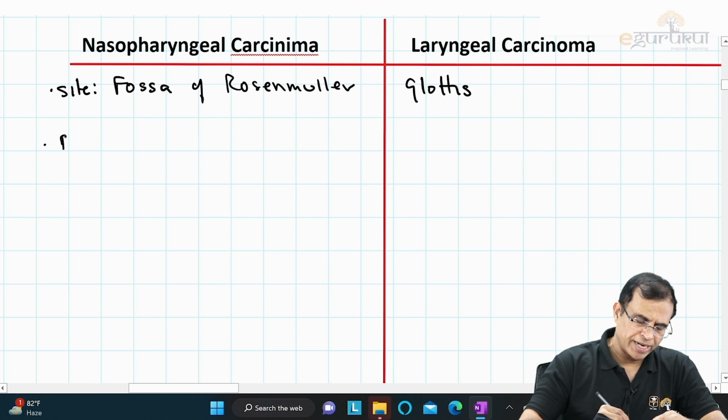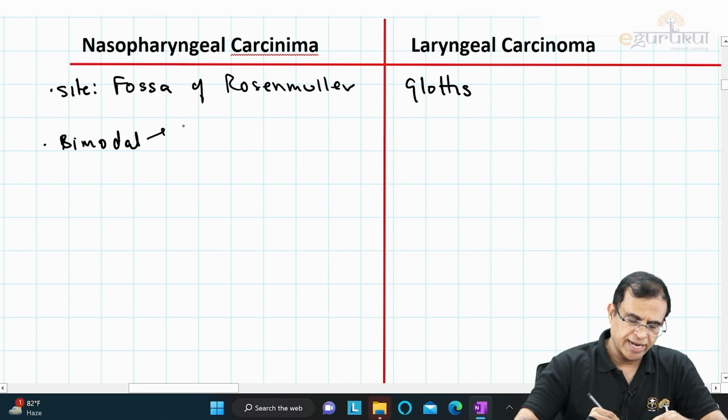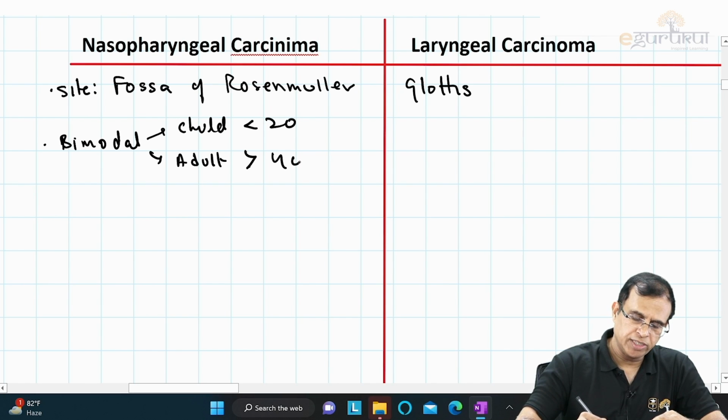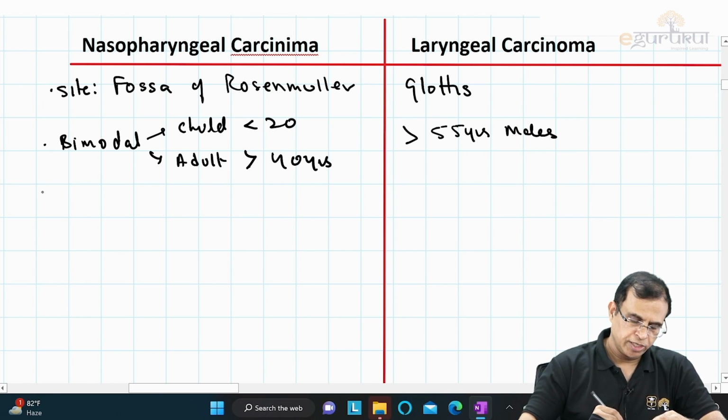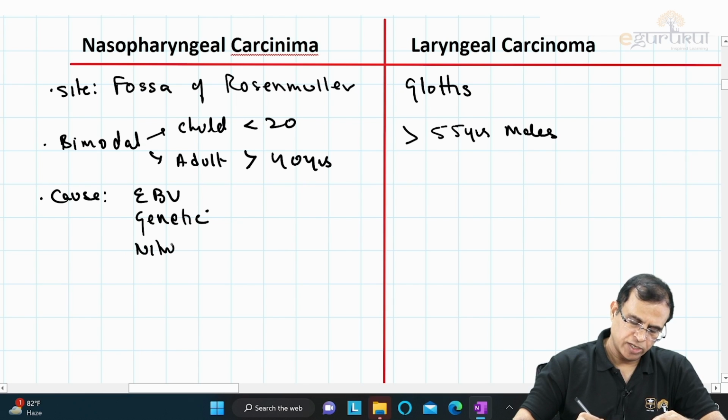Now, nasopharyngeal carcinoma is bimodal in spread, meaning it is seen either in children less than 20 years or in adults more than 40 years. Laryngeal carcinoma is always seen in males above 55 years. The causes of nasopharyngeal carcinoma are Epstein-Barr virus, genetics, and nitrosamine. Nitrosamine is a chemical that is found in smoked fish.